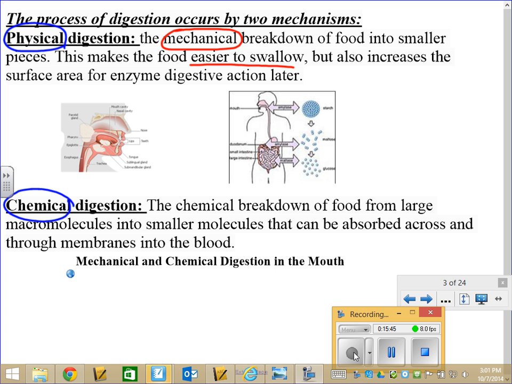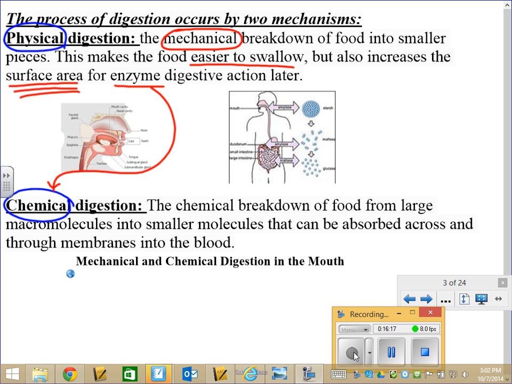But another reason that chewing your food is so important is that it increases the surface area for enzyme digestive action later. And that's what chemical digestion is. So without physical digestion, chemical digestion is harder. It doesn't mean that chemical digestion would be impossible without physical digestion. It would just take way longer. And so food would sit around longer.